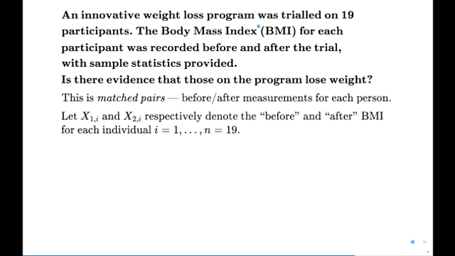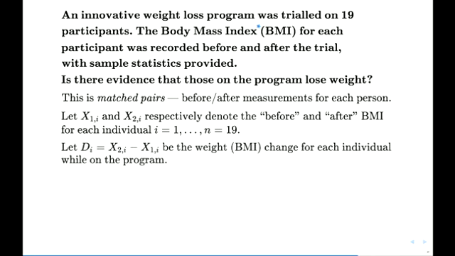All right, notation then. We will denote X1i and X2i as the observations I just showed you, the before and after BMIs. Again, if you want to refer to them the other way around, that's fine. Just be clear and consistent all the way through as to which one is X1 and which one is X2, and that's fine.